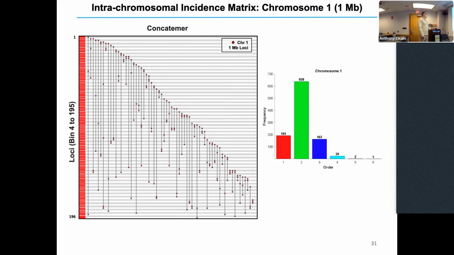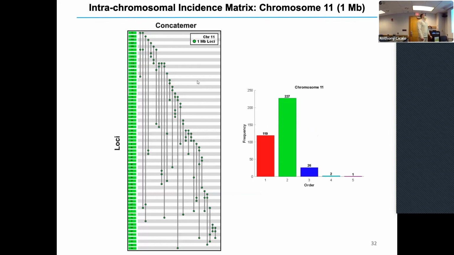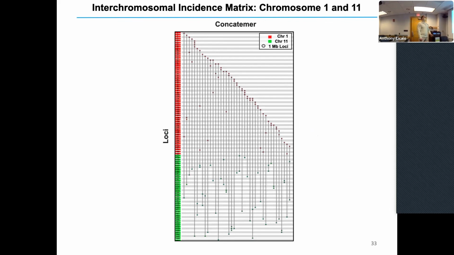And this is the intrachromosomal incidence matrix from chromosome 1 binned at 1 MB. This is the incidence matrix where the columns are the concatemers, the rows are the loci, and this is showing bins 4 to 195. This is a 196 by 196 matrix. And this is showing the contact order binned at 1 MB. There are a lot of two-way contacts, but just keep in mind that this is binned, and we still are seeing a significant number of multi-way interactions in single cell 4C. And this is the same thing for chromosome 11, where the columns are the concatemers and the rows are the loci. And then this is between chromosome 1 and 11.